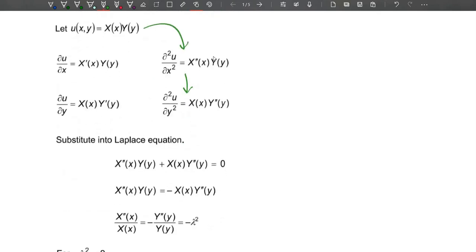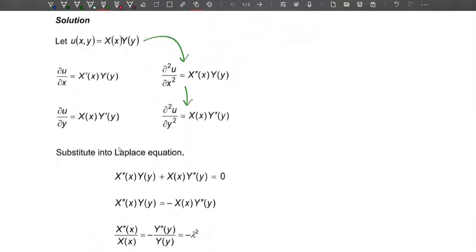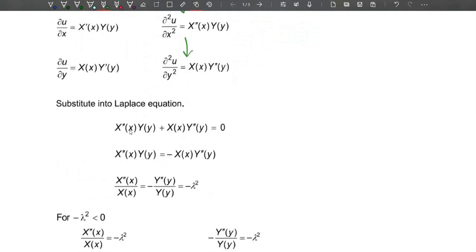Next, substitute these two equations in the Laplace equation, and we will have these terms: X double prime of x times Y of y, because here is u_xx, plus X of x times Y double prime of y, equal to 0. Rearranging everything, we have these equations. Remember this should always equal to negative lambda squared, so you can directly write negative lambda squared.